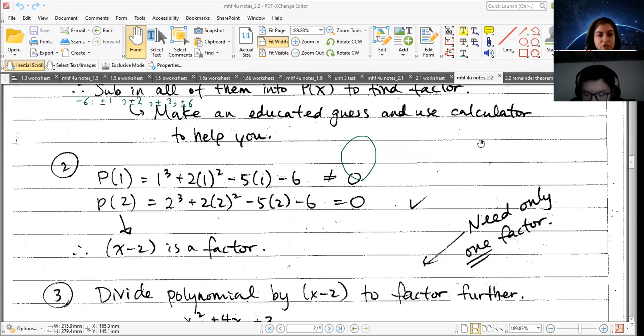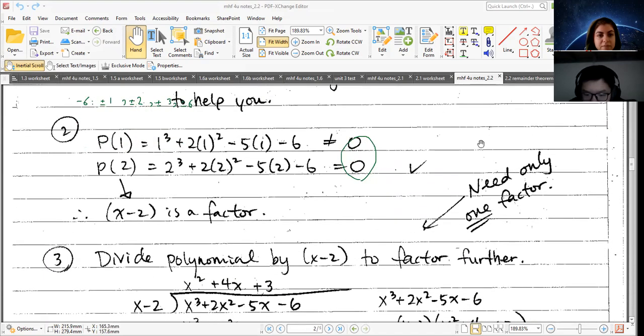Then I need to try one by one to see which one is a factor and which is not. For example, I'm going to try 1, right? I find p(1), and it's not 0. So 1 is not a factor. I try p(2). I calculated it, and it is 0. If p(2) is 0, it means x minus 2 is a factor. Does that make sense?